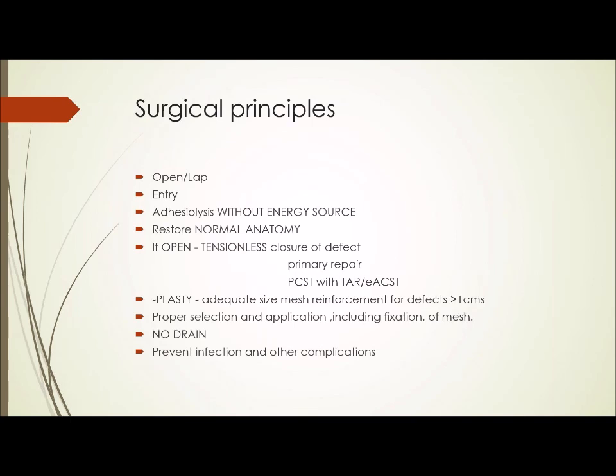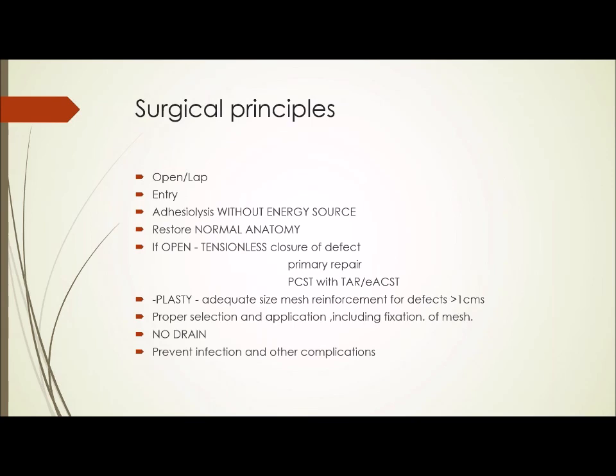So that means dissection toward the parietal peritoneum, not towards the bowel. Remember that. Two principles. Number one, without energy source, and if possible, towards the parietal peritoneum rather than toward the bowel. If open, a tensionless closure of the defect should be done either by primary repair or by mobilization with a component separation technique, either simple posterior component separation with or without TAR, or an endoscopic anterior component separation technique with or without perforator sparing.